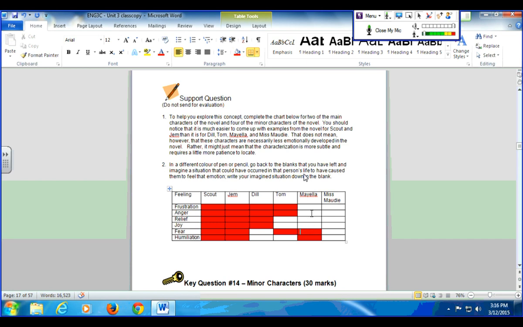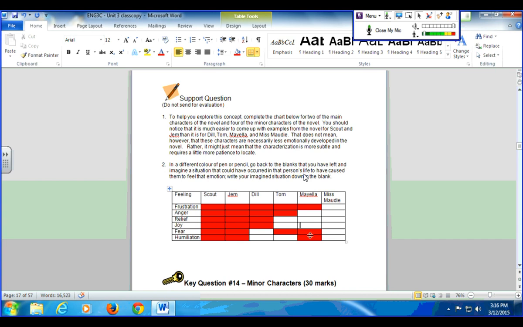Now for frustration, yep, she's frustrated on the witness stand. We'll shade that one. We can't really think of a time we ever saw her show some anger, or any relief, or any joy for that matter either. So leave those three unshaded.